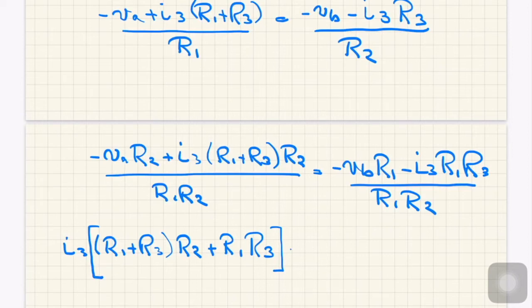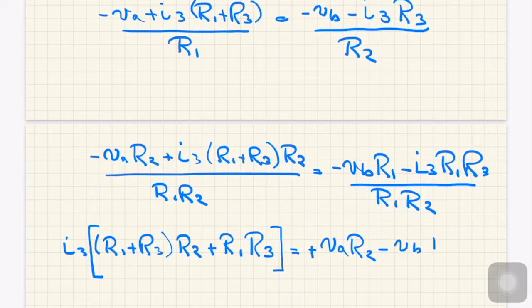And then over on the right hand side, now I'm going to move these other non-I3 terms over. So I have VA times R2, so minus VA times R2, which is going to become a plus when I move it over to the right hand side. And what do I have left from here that's not I3? Well, I have a minus VB times R1. And those are the terms I have left.